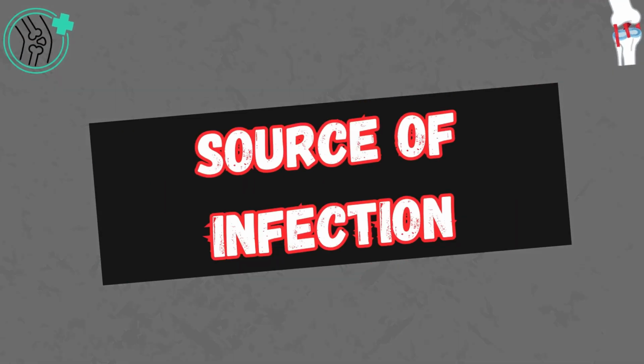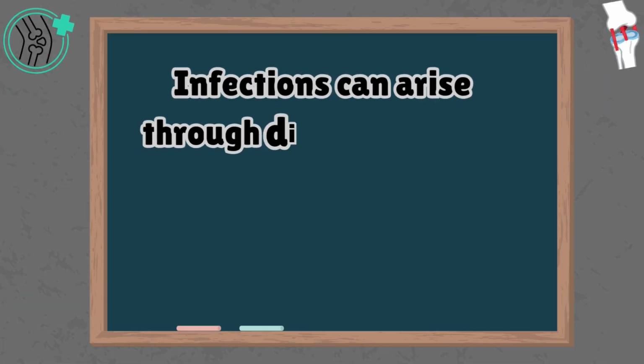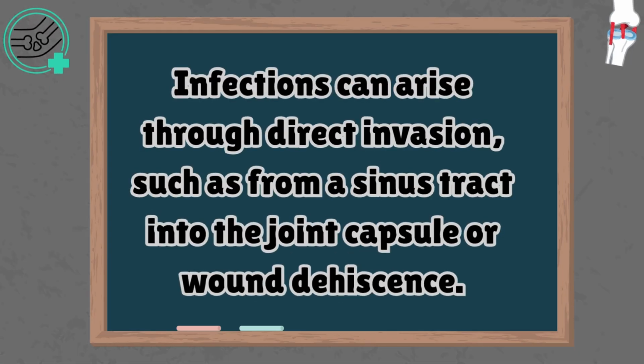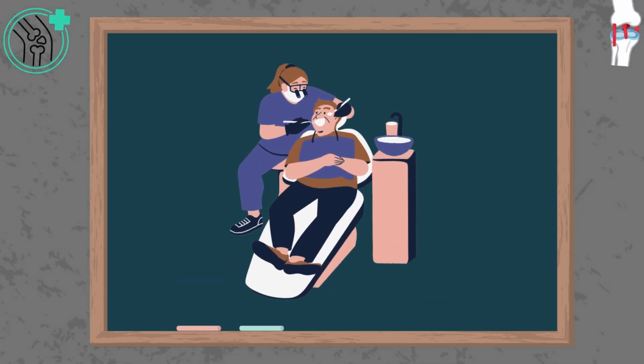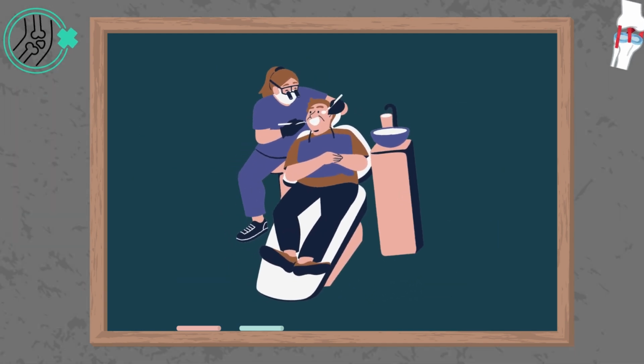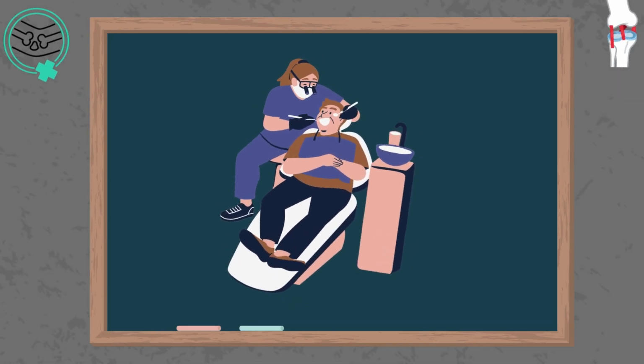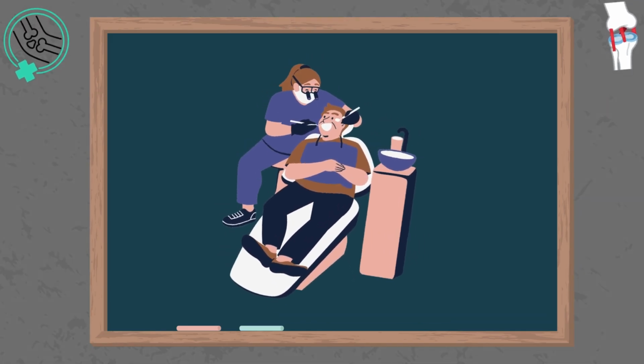Source of infection. Infections can arise through direct invasion, such as from a sinus tract into the joint capsule or wound dehiscence. Hematogenous infections can also occur, where an infection from another part of the body, for example dental work, infected gallbladder, spreads to a previously infection-free joint.